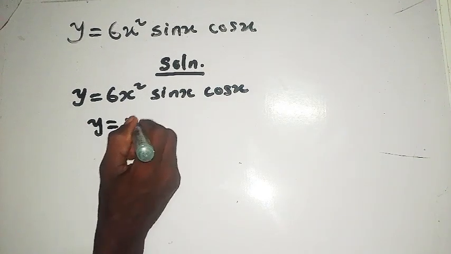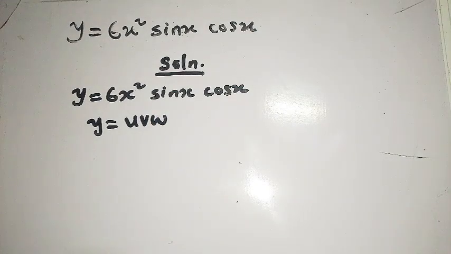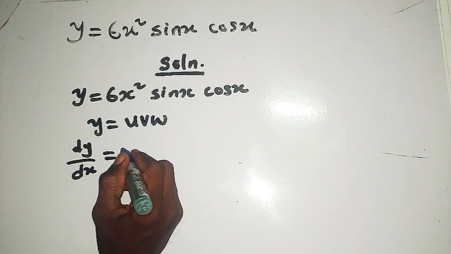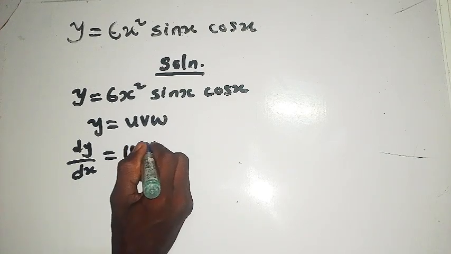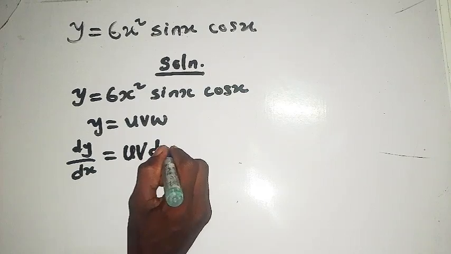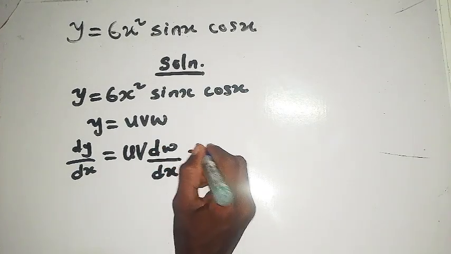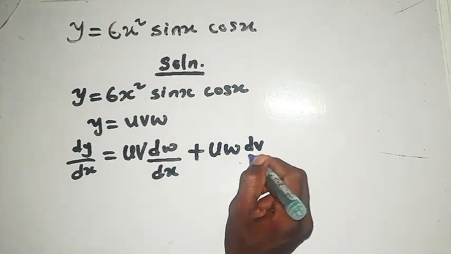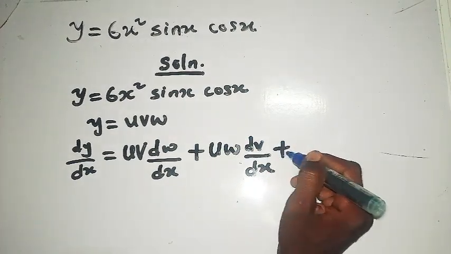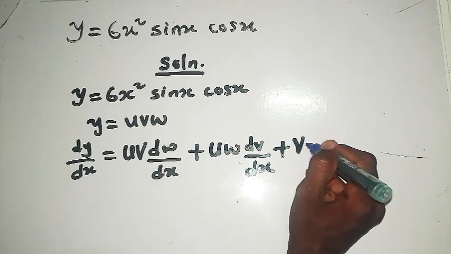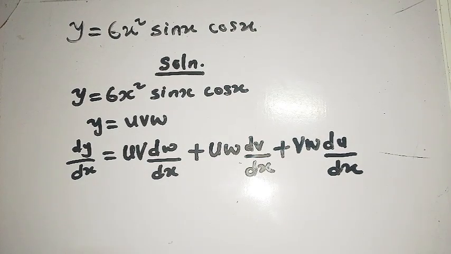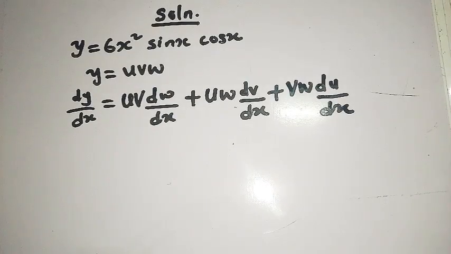From y equals u v w, dy/dx will be equal to u v dw over dx plus u w dv over dx plus v w du over dx. So we are applying the same method to the given question.